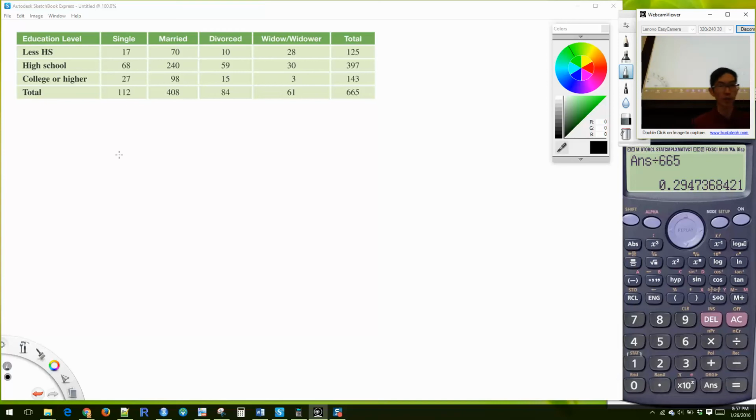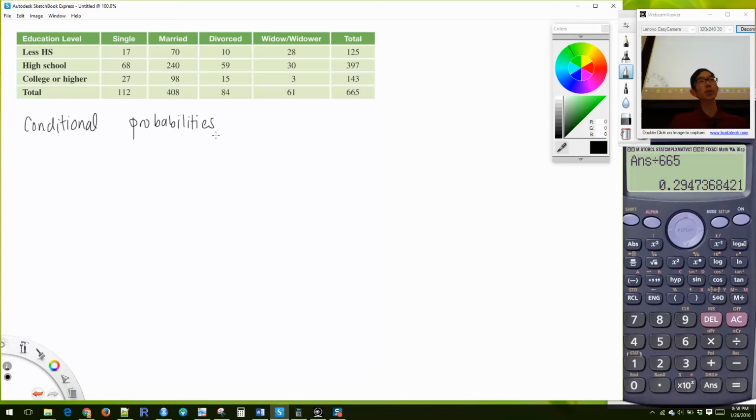Okay. All right, so now we're going to talk about something called conditional probabilities. The idea behind conditional probabilities is that we are now going to give you some information about the person or about whatever it is, and that will affect the probability that we're talking about, okay?